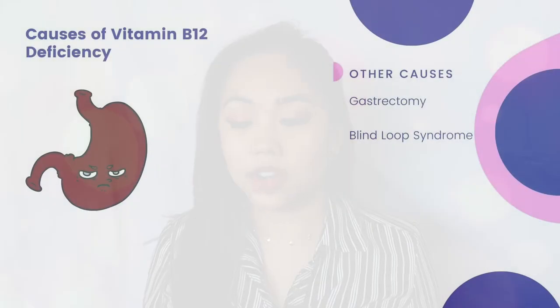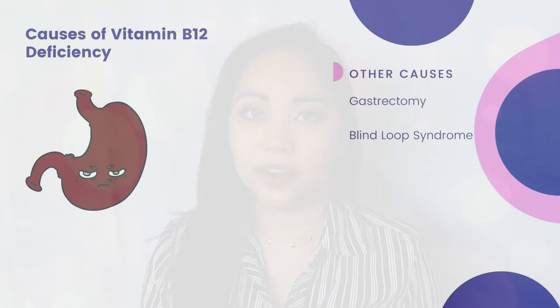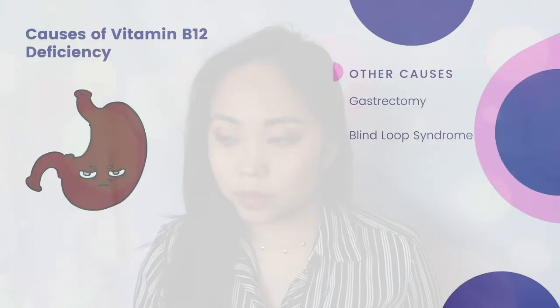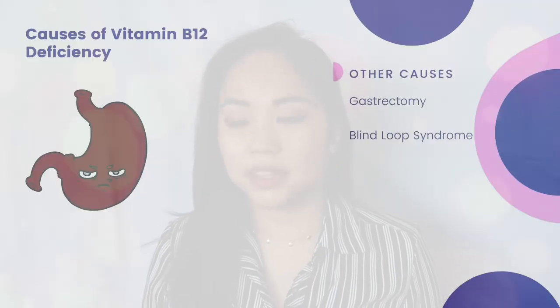And then the other causes are gastrectomy, where you remove parietal cells which produce intrinsic factor. And there's blind loop syndrome, where there's bacteria overgrowth and it competes with your vitamin B12. So you're not able to absorb it because there's competition with the bacteria.